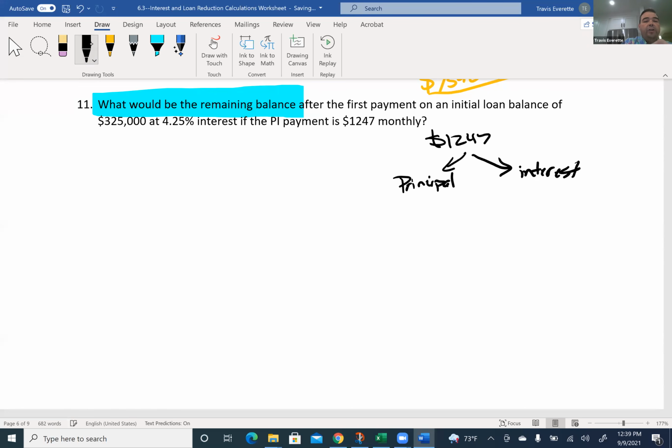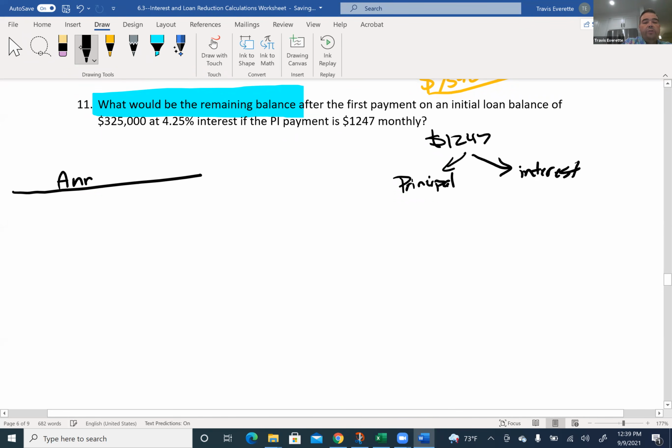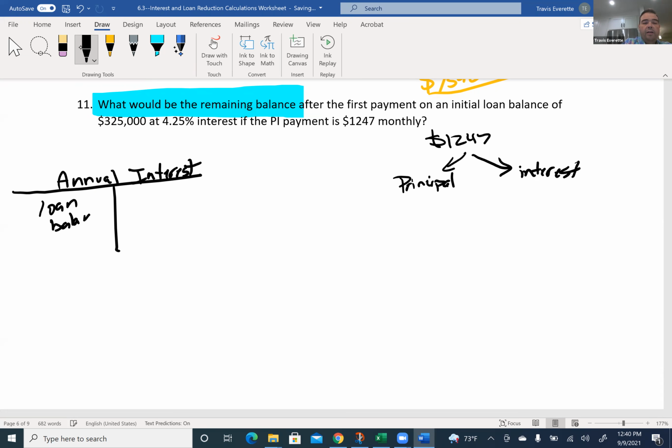And so we're going to take a look here at calculating our annual interest so that we can figure out how much of that payment is going monthly toward interest. We've got to first calculate annual interest, and that's our loan balance times the interest rate.